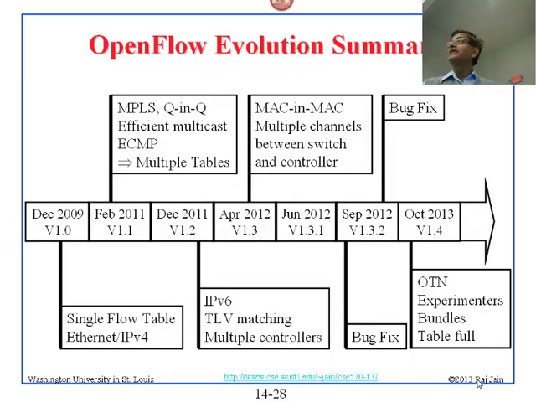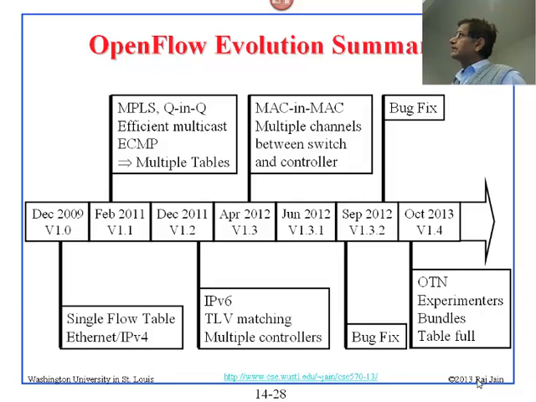Alright, so now here is the summary. Version 1 was a single flow table and just handled Ethernet and IPv4. 1.1 did MPLS, Q in Q, efficient multicast, ECMP, and therefore required multiple tables. 1.2 did IPv6 and the TLV matching and also allowed multiple controllers. 1.3 did MAC in MAC, and multiple channels between the switch and the controllers. There is 1.3.1 and 1.3.2. Both of them are bug fixes.